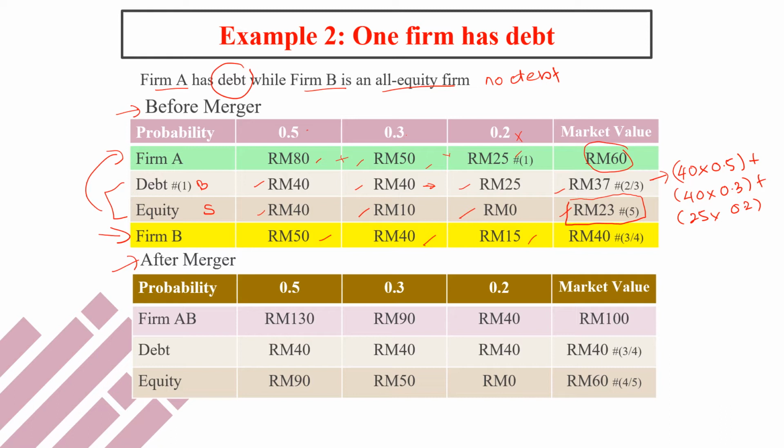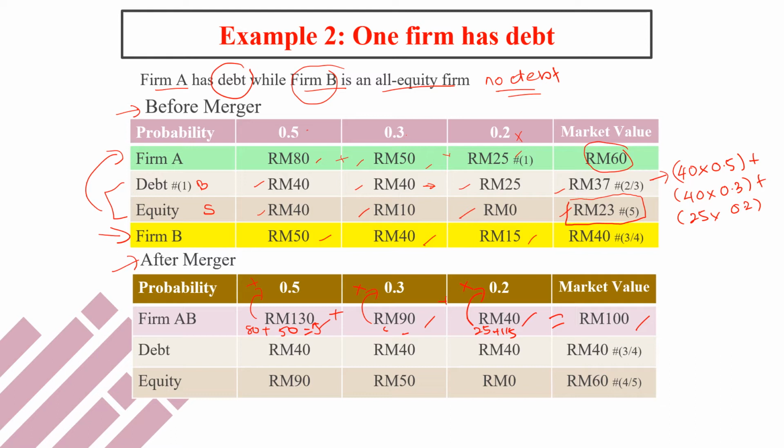Okay, this one dia tak pecah debt and equity sebab the company B has no debt. That's why kita tak bahagi ataupun tak pecahkan dia kepada debt and equity. After merger, this amount kita dah kira tadi, just you add 80 tambah dengan 50, so you akan dapat 130. Sama juga 50 dengan 40. And then 25 plus dengan 15, so you akan dapat RM40. So, market value juga sama, dengan cara you times and plus. So, you akan dapat the answer of 100.